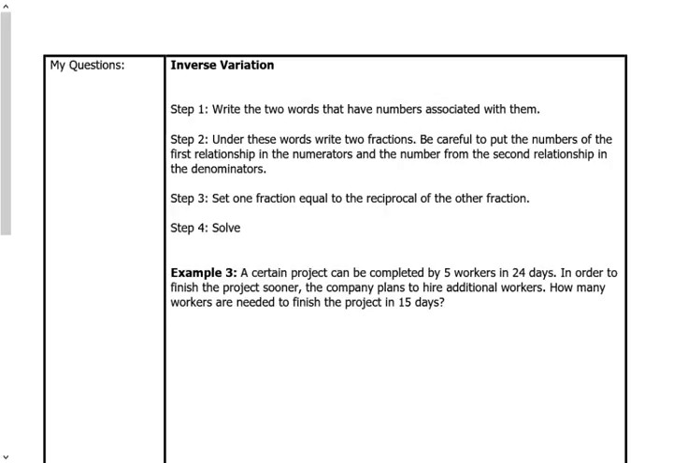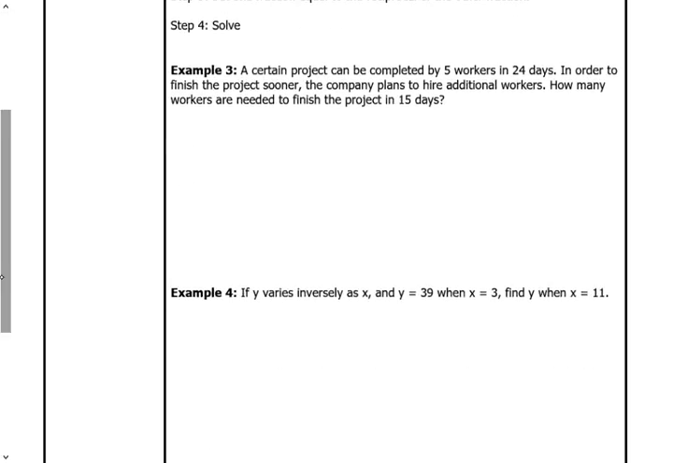Now, here's the fun one. When it's inverse, we're still going to use a proportion. We haven't even gotten into our formulas for this yet because we're still using this idea that it's proportional. And we're going to do the same thing. Now, let's see. 5 workers in 24 days. So there's my 2 variables. And I want to bring that down to 15 days. So I have to figure out how many workers I'll need to do that.